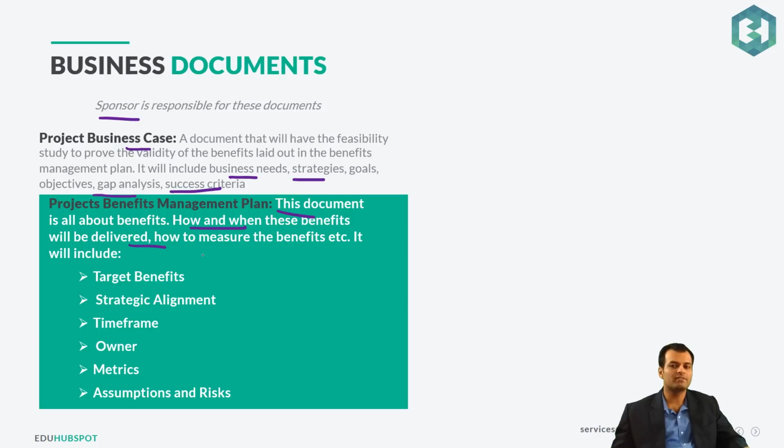Then the benefits management plan is the document which is all about benefits. How and when these benefits will be delivered, how to measure these benefits, anything and everything about benefits. For example, what are our target benefits? How are they strategically aligned to the project objectives? What are the time frames, when would these benefits be delivered, who is the owner of these benefits, what is the metric I'm checking against this benefit, what are the assumptions on these benefits, what are the risks on these benefits. So it's all and everything about benefits.